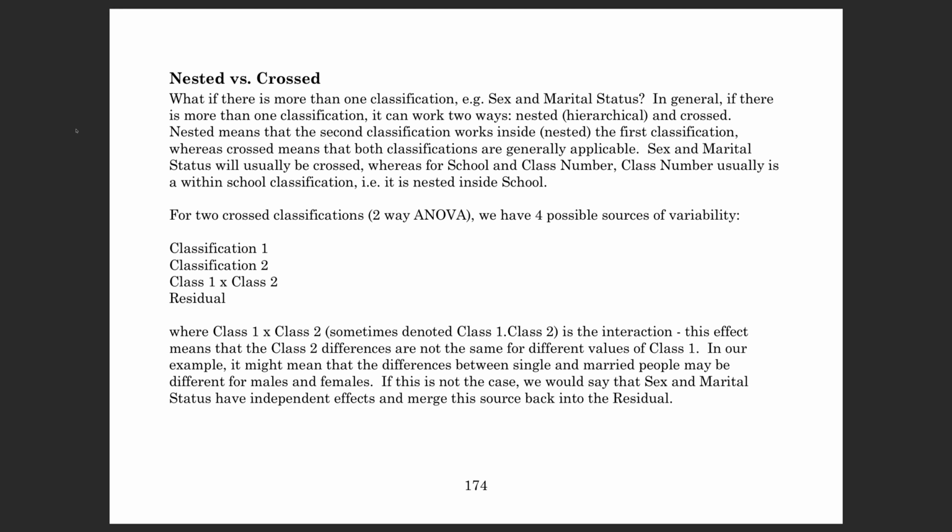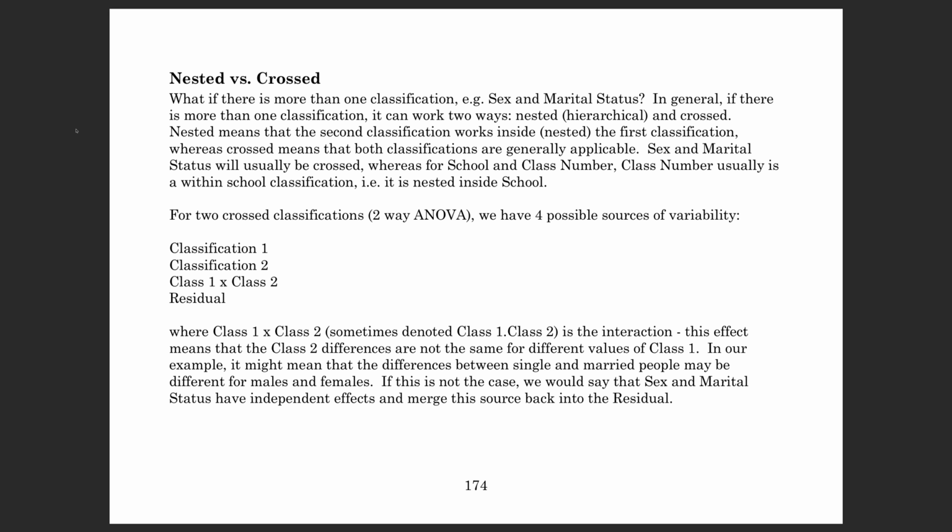So imagine that we were looking at gender and marital status. Those would normally be crossed because those are separate issues. What's your gender and what's your marital status? Whereas imagine we were dealing with data from schools, from students, we would have perhaps school and class number. Your class number is usually a within-school classification. It's nested inside your school. So that would be a nested or hierarchical classification, whereas sex and marital status would be a crossed classification.